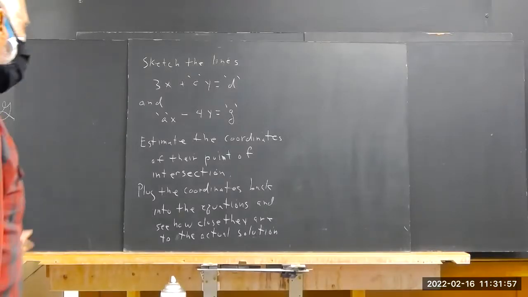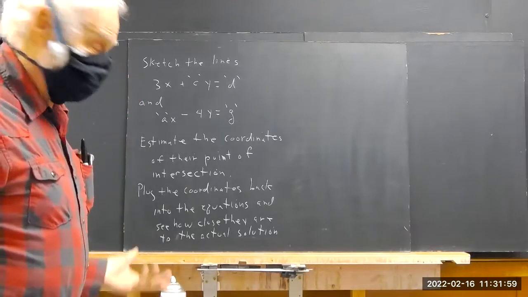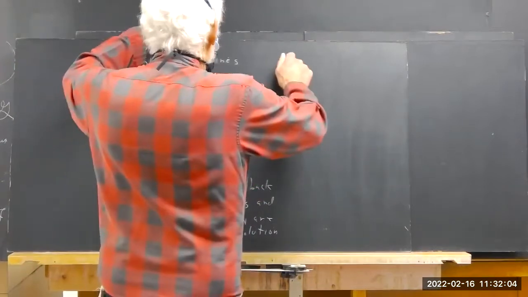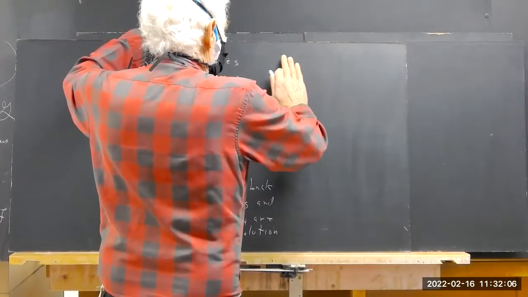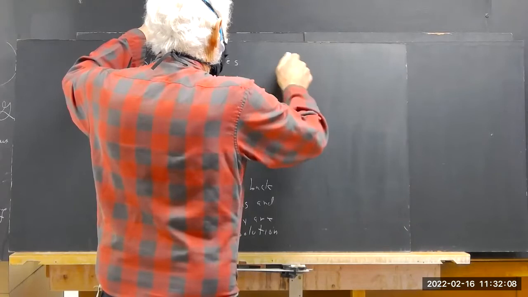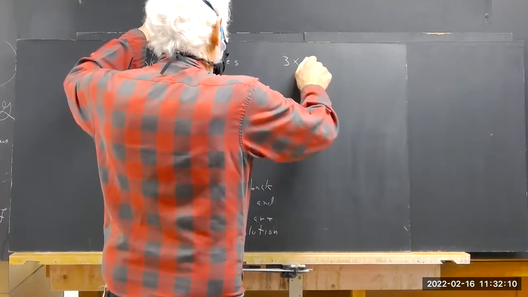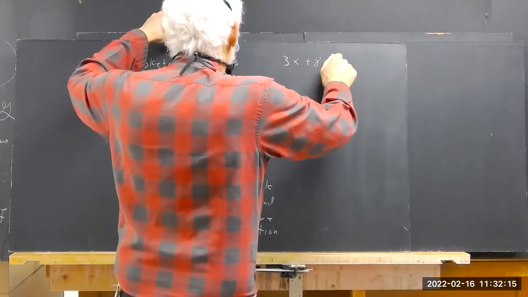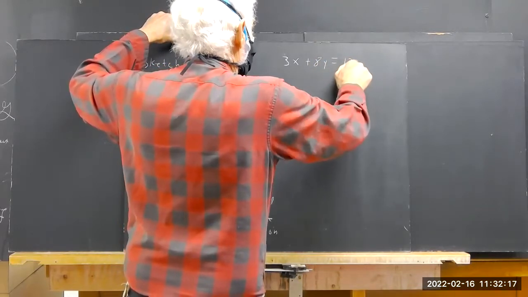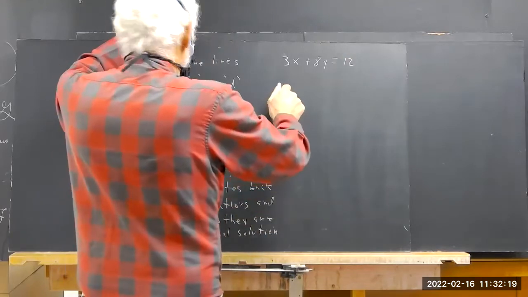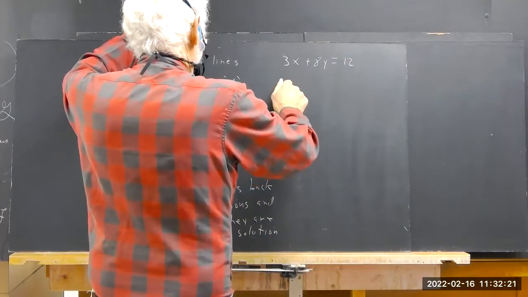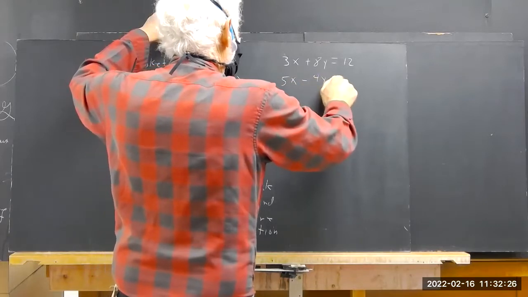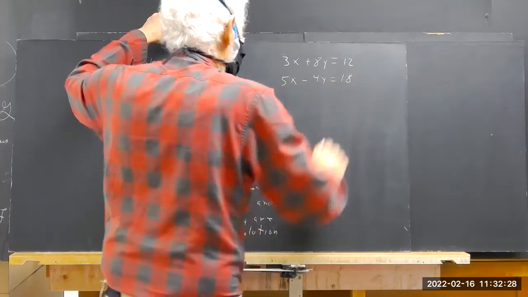Okay. I'm going to sketch these two lines. And of course, we got to have values for C and D. So let's just say, in my case, numbers are 3x plus 8y equals 12. And let's say we've got 5x minus 4y equals 8.